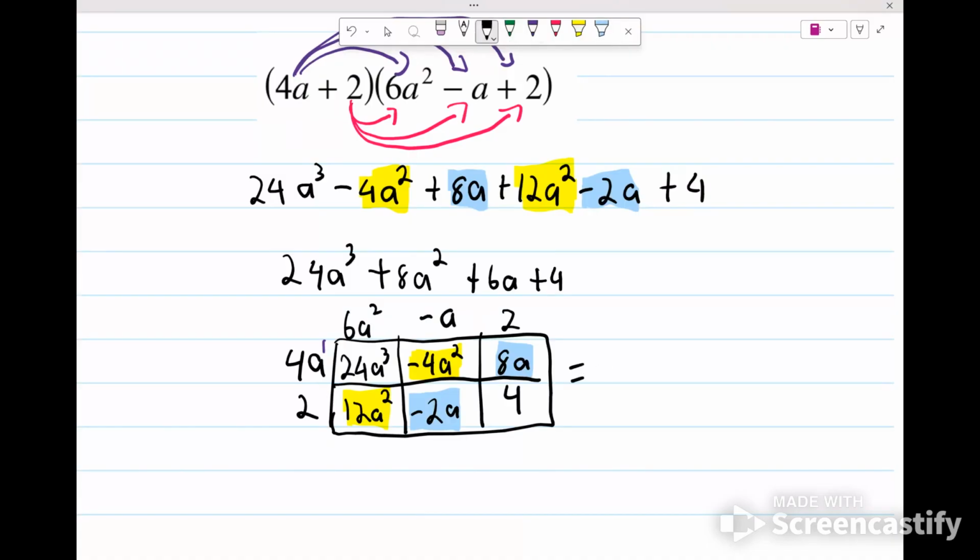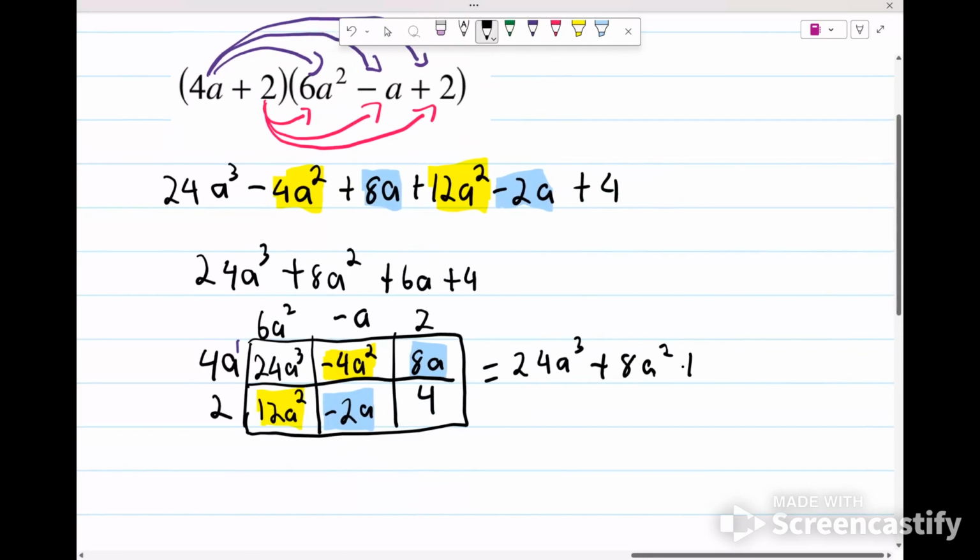So the one on the top left will always be by itself, so we don't have to worry about that. Then we do 12a squared minus 4a squared, which would give us a positive 8a squared. 8a minus 2a would give us 6a. And the bottom right will always be by itself because it's just a constant. Multiplying constants will give us a 4.